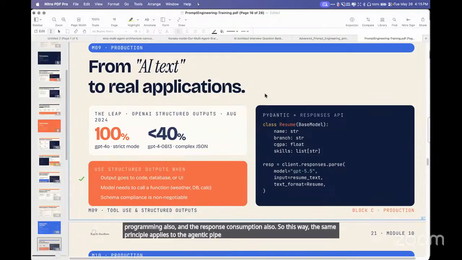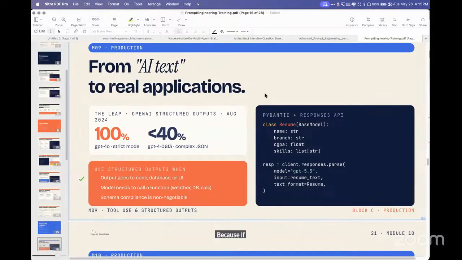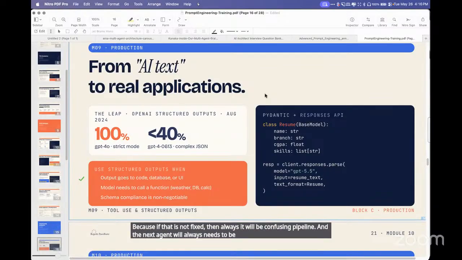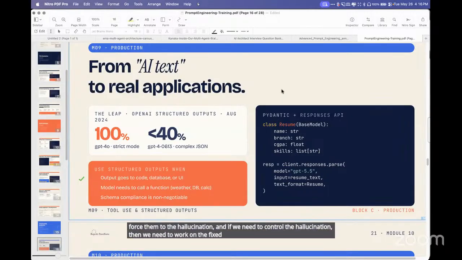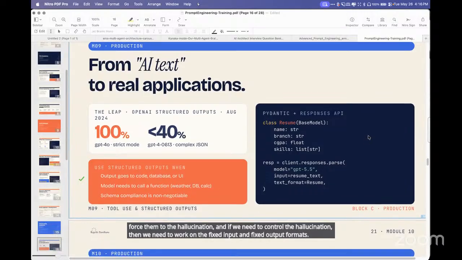An AI agent needs to always decide on a fixed input and fixed output, because if that is not fixed, it will always be a confusing pipeline, and the next agent will always need to play a game of prediction, like, okay, what type of input will I receive now. This prediction always forces them toward hallucination, and if we need to control hallucination, then we need to work on fixed input and fixed output formats.